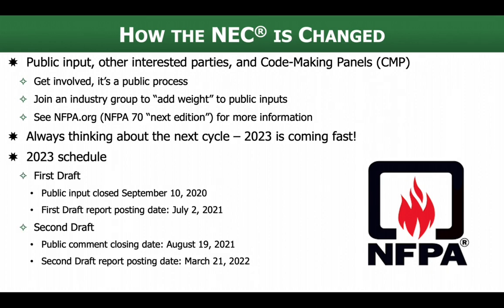Here's the schedule. The first draft, well, already due. You already had to have your public input in by September of 2020. That's right. The year the 2020 code comes out, you've got to have any inputs you want to make done by September of that year. July 2nd, 2021, we'll have the first draft come out. Again, public comments on that draft, and a second draft will come out in March of 2022 with the goal of a published version of the 2023 National Electrical Code in September of 2022.